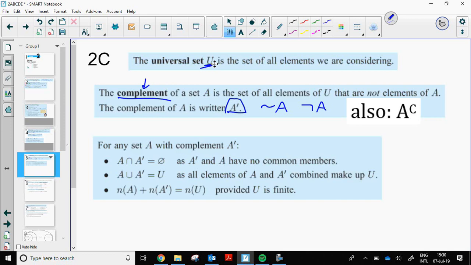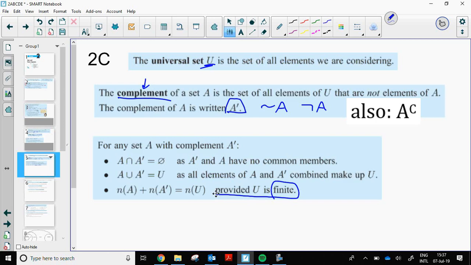Okay, just thinking about complements down below, obviously the set and its complement, they must have no intersection because they have no common members, because put together they make the universal set. The union of the two of them is the universal set. And finally, the number of elements in set A plus the number of elements in A complement has to give us the number of elements in the universal set, provided that the universal set is finite in size.